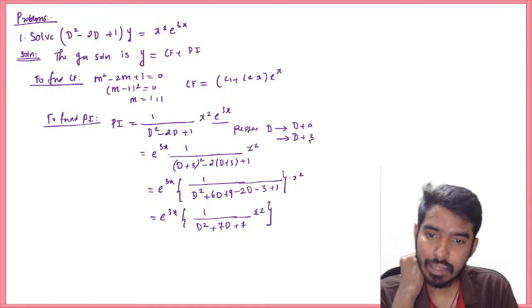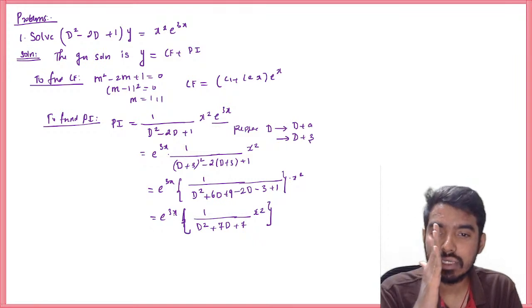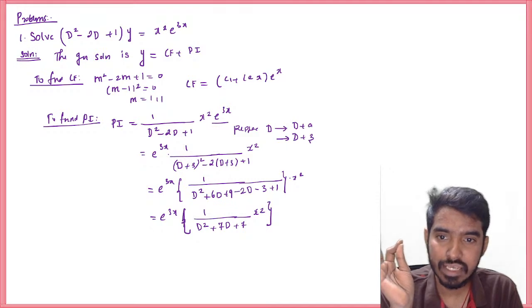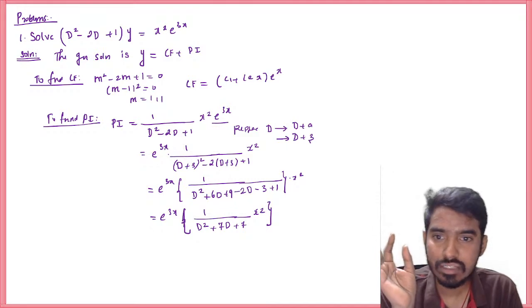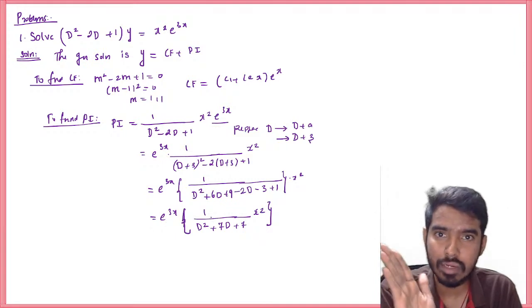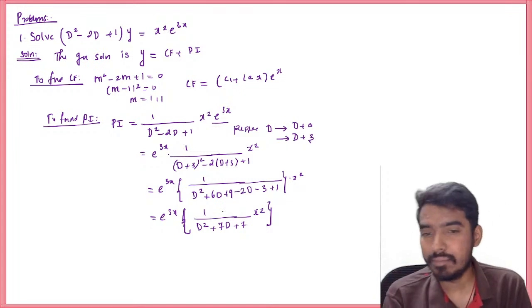Now you have to apply type 3 here, right? You don't think about this e power 3x now, right? This work is completed. What this e power ax does is replace this D by D plus a. So take the term to the left of this. That means you just write this e power 3x, but it's not going to do anything from now, right? Now you just do this by type 3.